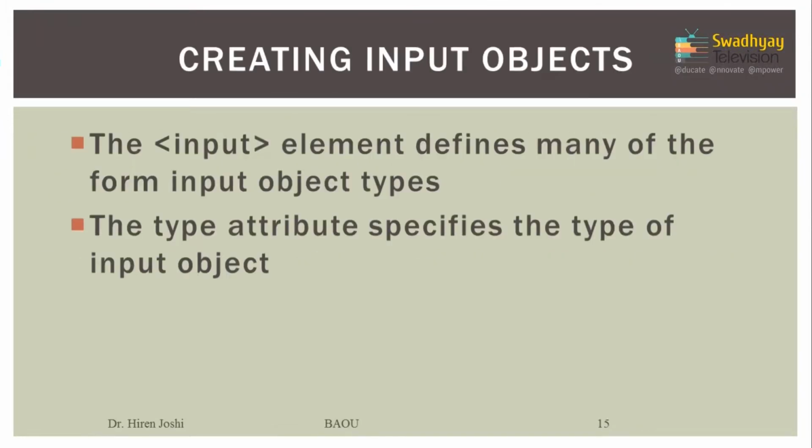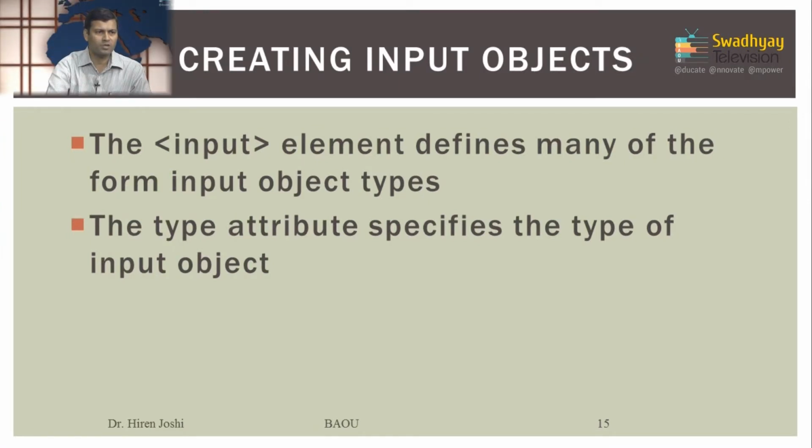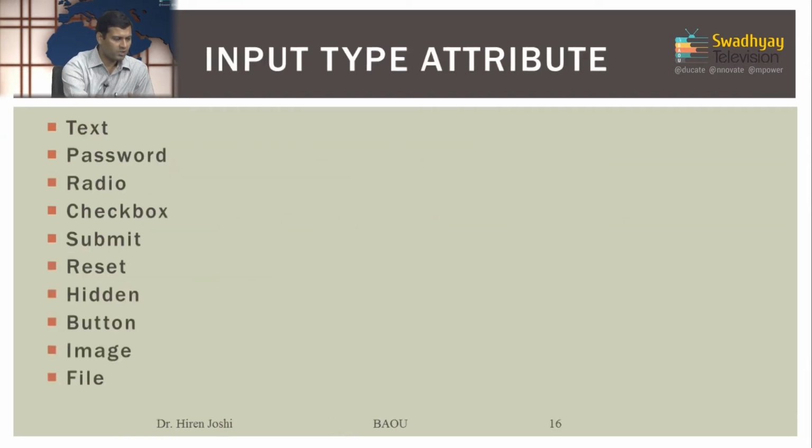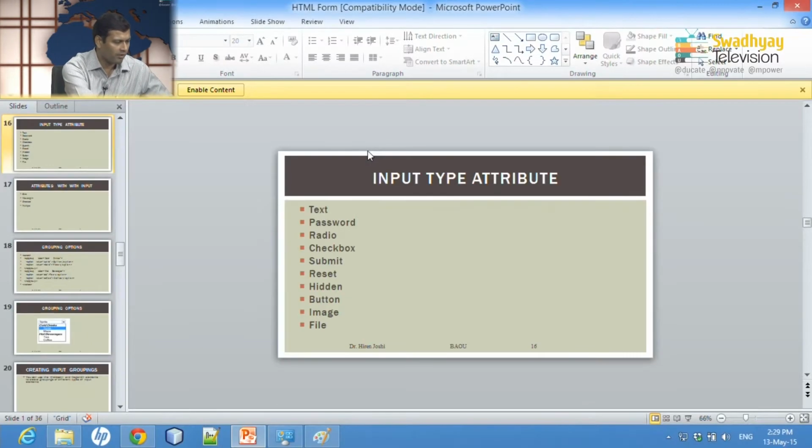Let us create one form by using the input object. As I say, the input object defines many types of input objects, and the type attribute specifies which type of input object is available. We will discuss all these attributes. Let us start one by one.